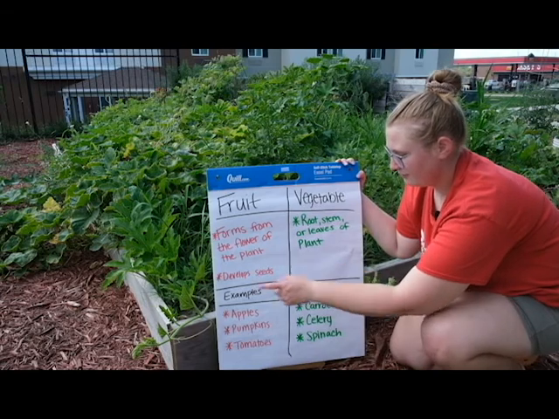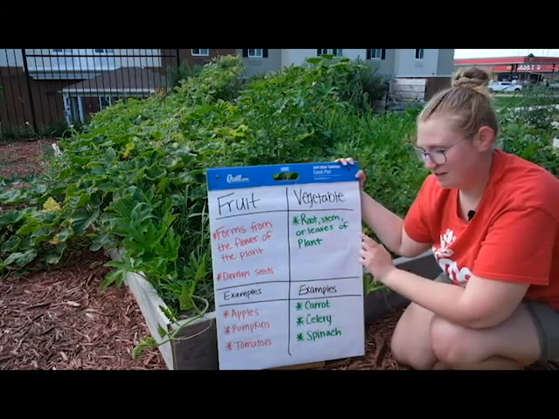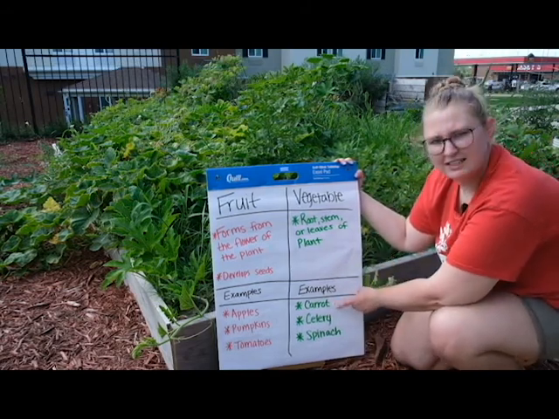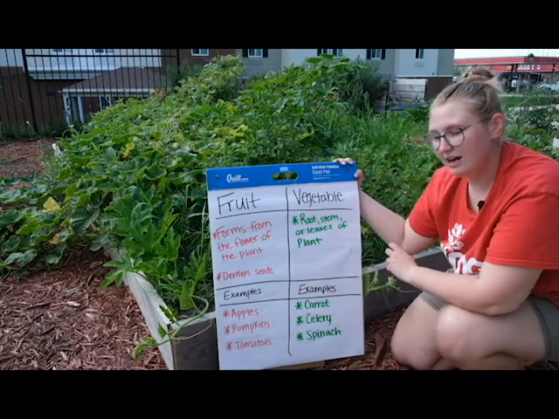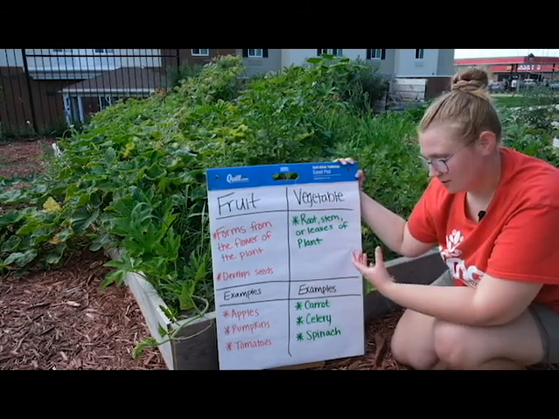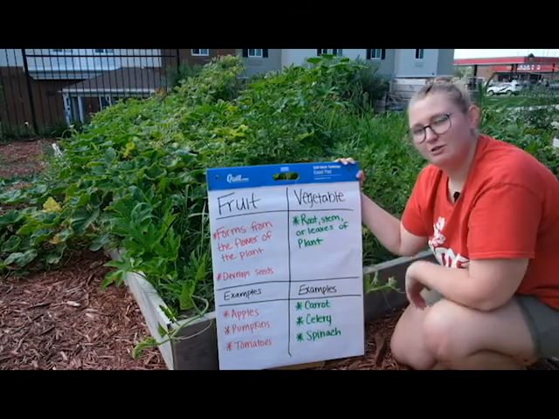So some examples of a fruit would be apples, pumpkins, which is another one that we don't think of being a fruit, and our tomatoes. As for a vegetable, we have carrots, celery, and spinach. So a carrot is the root of the plant, celery is going to be the stem or the stalk, and then spinach is the leaves. So now you can see the difference between a fruit and a vegetable.